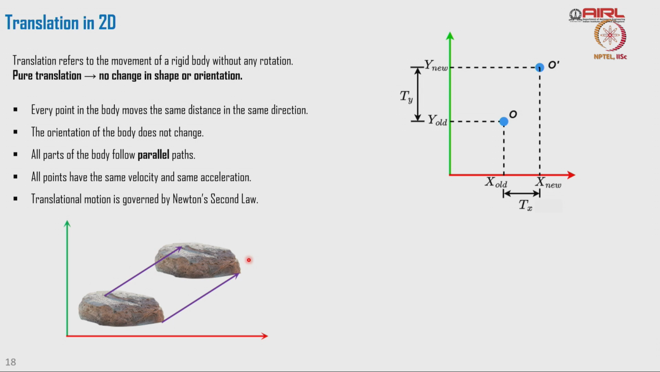Translation motions are generally governed by Newton's second law of motion. The distance d travelled is the square root of Tx square plus Ty square, where Tx is the displacement in x dimensional space and Ty is the displacement in y dimensional space. That is the d which travels from O to O prime.